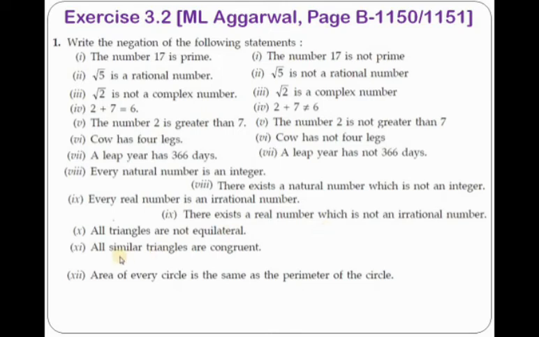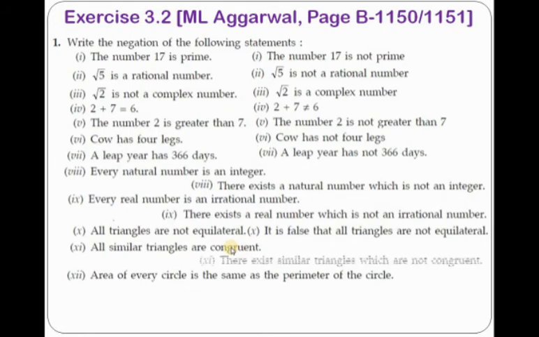Let us see question number 10. All triangles are not equilateral. The denial is simple: it is false that all triangles are not equilateral, or you can say all triangles are equilateral. Very good. Next one is, all similar triangles are congruent. Again we are talking about all the triangles, so the denial will be, there must be some similar triangles which are not congruent. So there exist similar triangles which are not congruent.